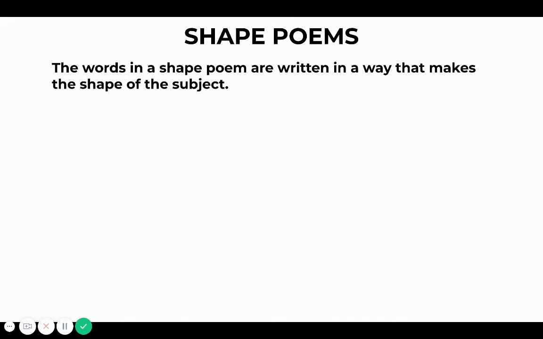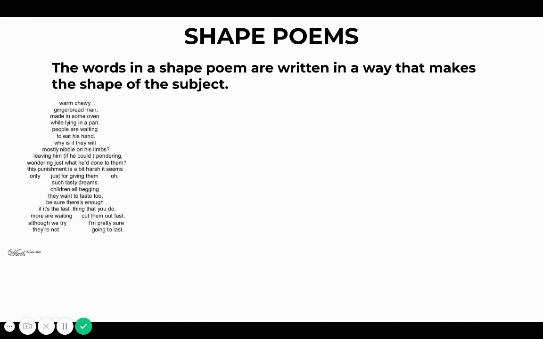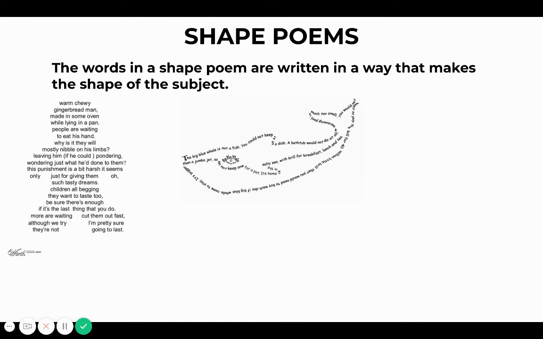Here are some pictures of some examples of these kinds of poems. Here's a shape poem that's a gingerbread man. So all of the words are about a gingerbread man, and then the words were put into the shape of a gingerbread man. This one's really beautiful. It shows the outline of a whale, and all the words in the poem are about the subject, which is a whale.